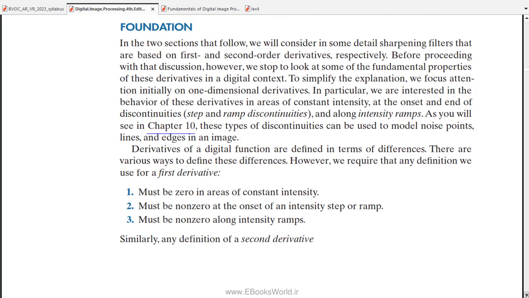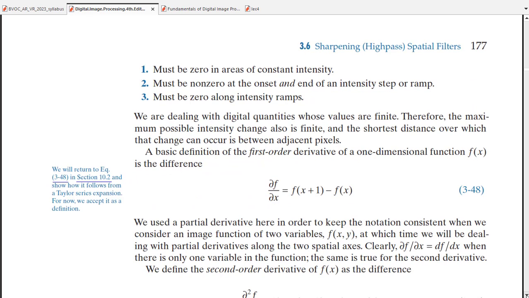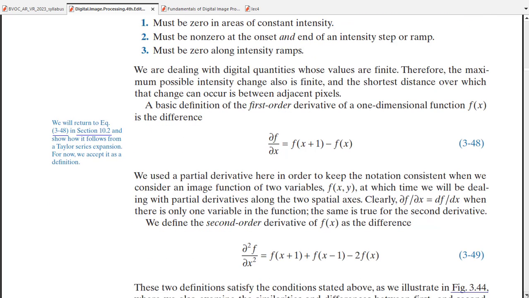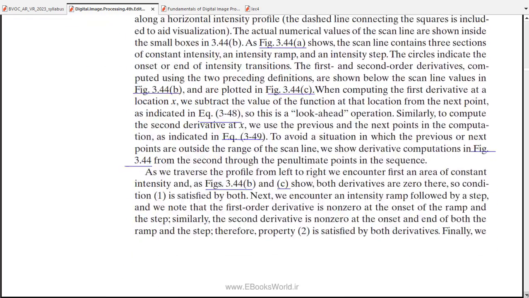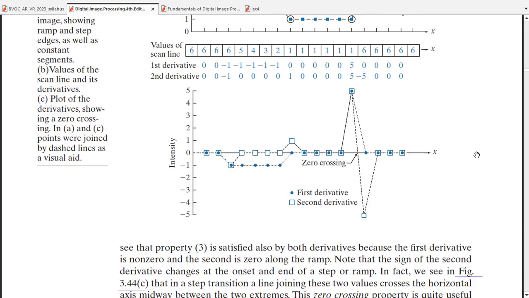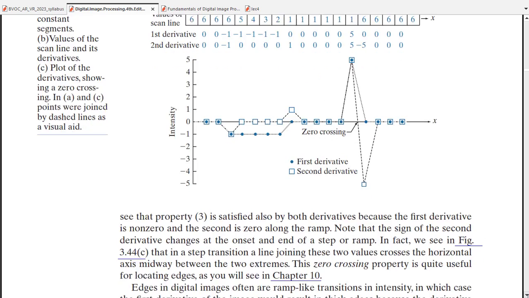A region that must be 0 along the intensity is called a ramp. The first-order derivative is ∂f/∂x = f(x+1) − f(x). So in this representation, the sharpening filter depends upon the first-order derivative and the second-order derivative. For image sharpening, we use the second-order derivative in the Laplacian format.